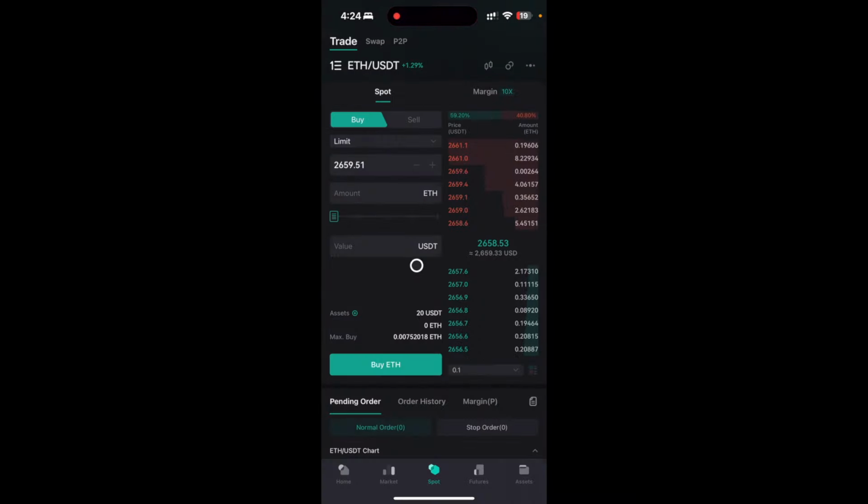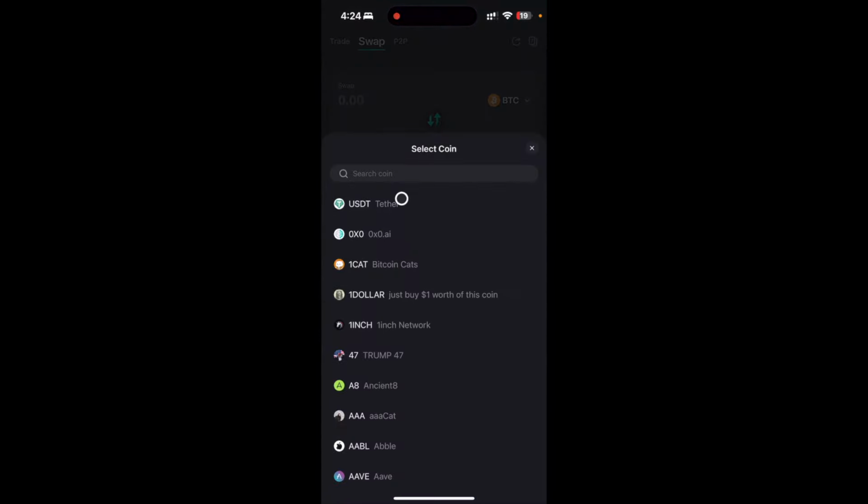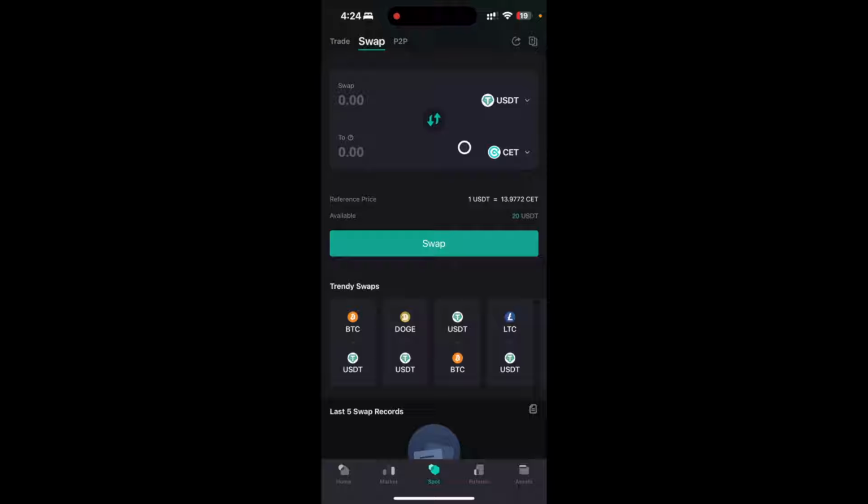So you also have a fast feature whereby you can simply swap your coins right here. For example, let's say I've got some USDT right now, and I'm willing to swap this USDT to BTC, okay? So I'm gonna have to select right here. Let's say I have got some USDT. I'm gonna have to select USDT, and that's what I have. And I'm willing to swap this USDT to BTC, all right?